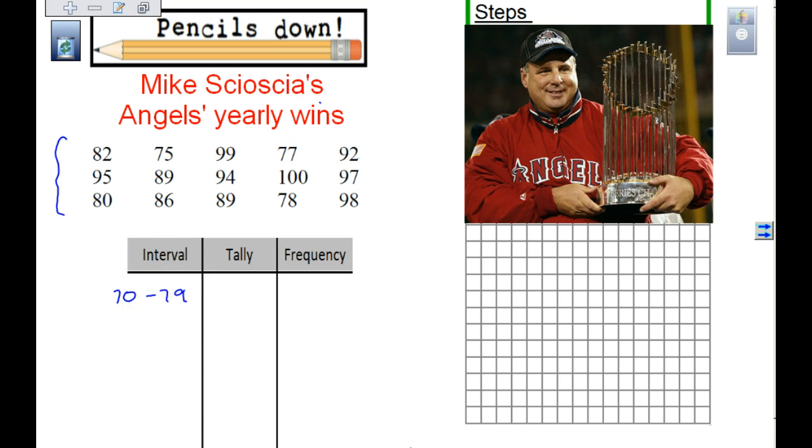And the way we're making our intervals is that the first digit's going to be the same. That's a good way to remember. So our next interval will be 80 through 89, 90 through 99. Is there anything higher than 99? There's 100, so we got to do one more interval. Just like that.